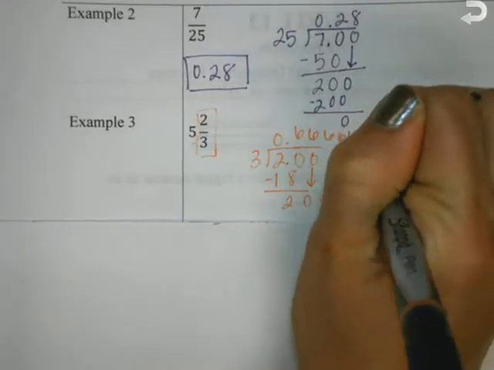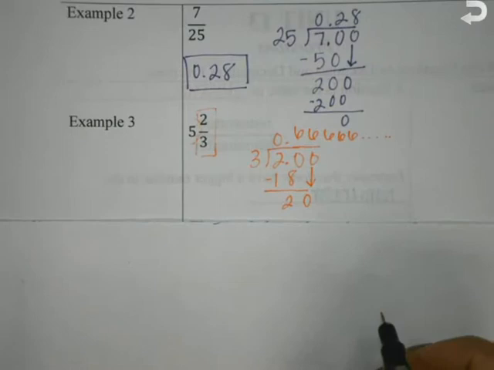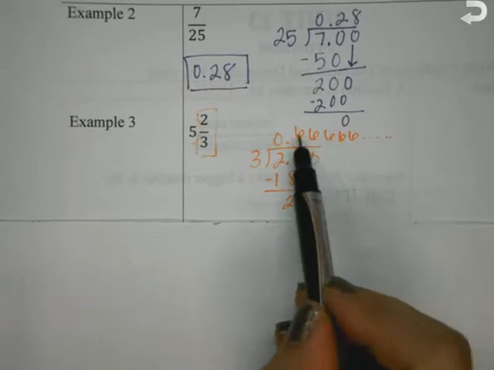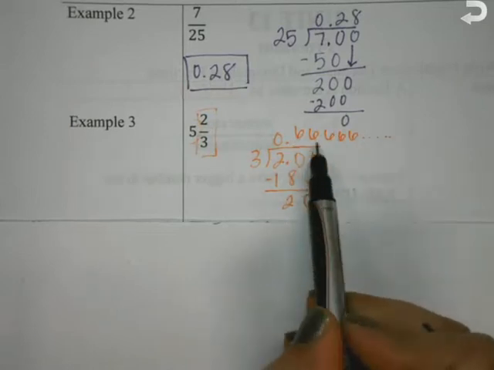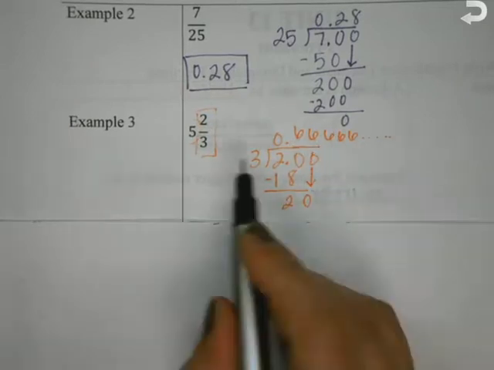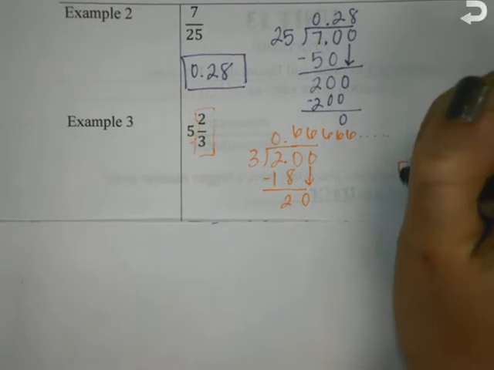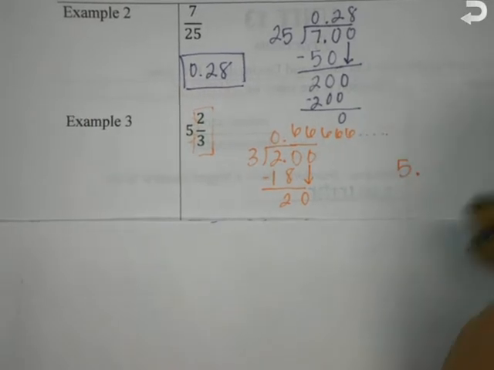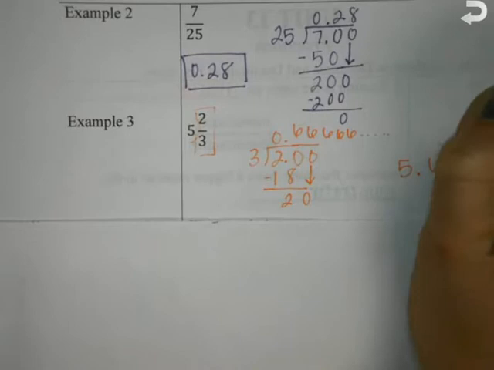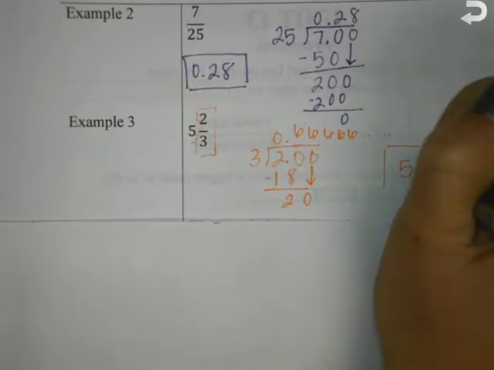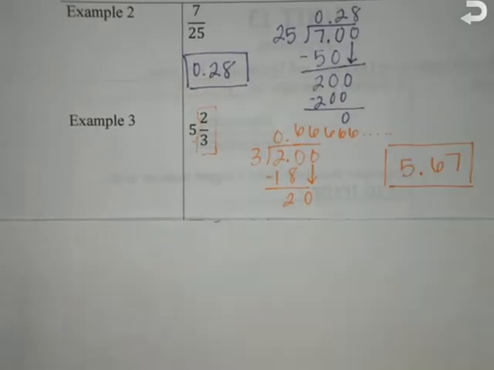So let's round this to 5 on the outside, 0.67. So we rounded up. We put 5 on the outside because that's my whole number. And since it's repeated 6 all the way to infinity, we just rounded one of them up to 7. Okay?